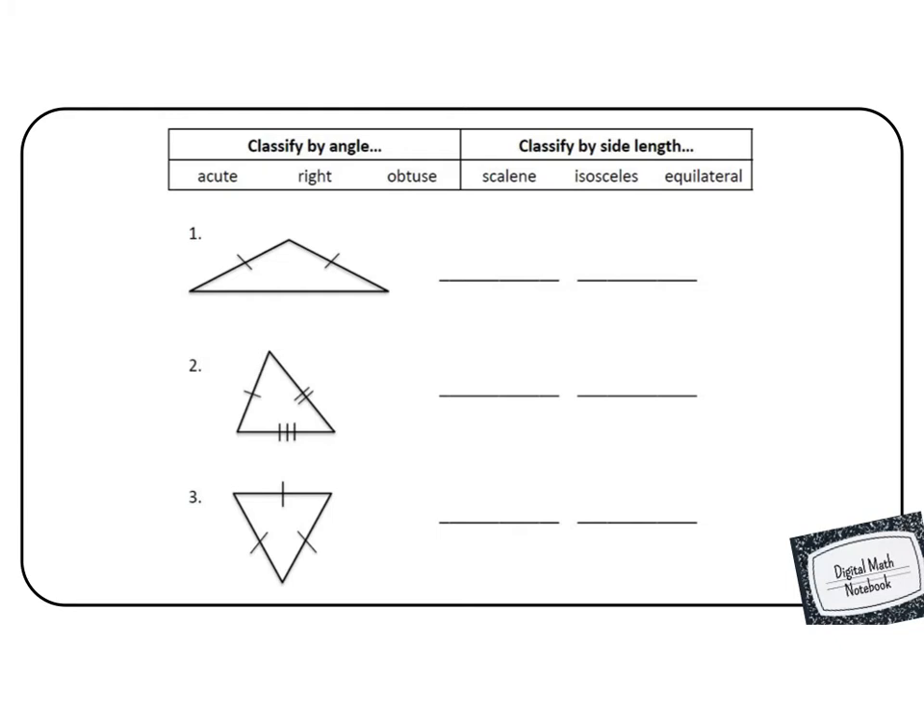All right, friends, in your digital math notebook, you have a page that looks like this. We are going to classify each of these triangles by their angles and by their length. Our first triangle, you can see, has an obtuse angle. That means that it is an obtuse triangle. It has 2 sides that are marked, which means that that is an isosceles. The words are spelled up here if you need to see them as well.